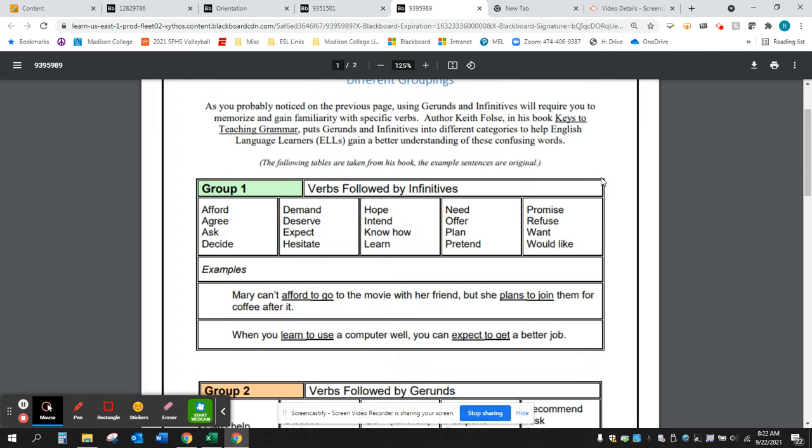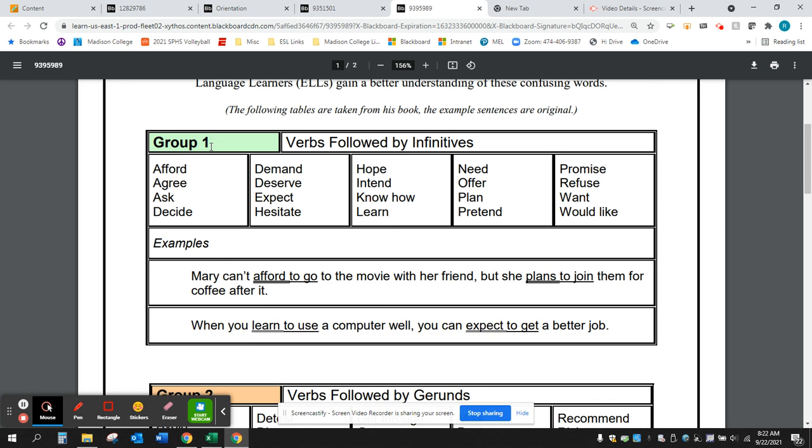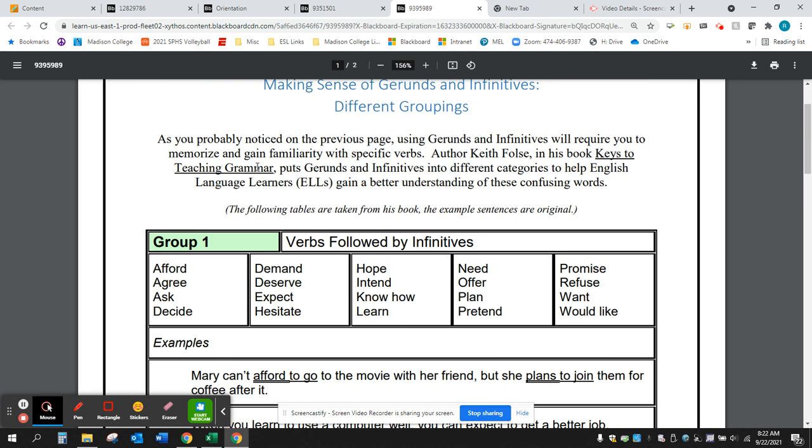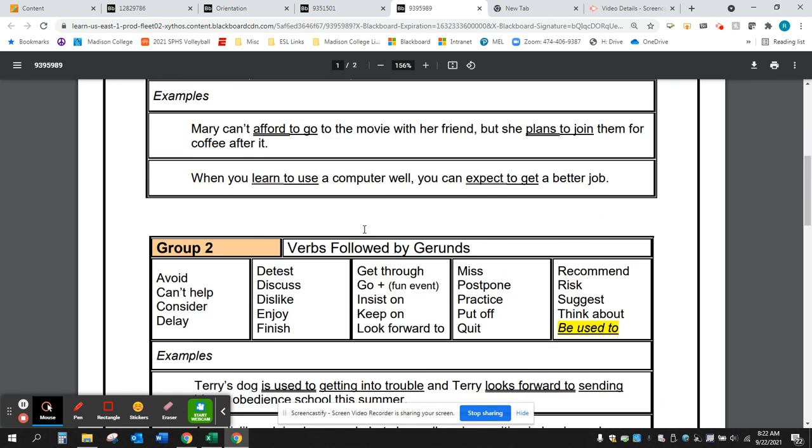In his book, Keys to Teaching Grammar, Dr. Keith Folse groups gerunds and infinitives into 7 different groups. Here's an example of groups taken from this book in a handout that I've created. Group 1, verbs followed by infinitives. You can pause the screen and read the examples.